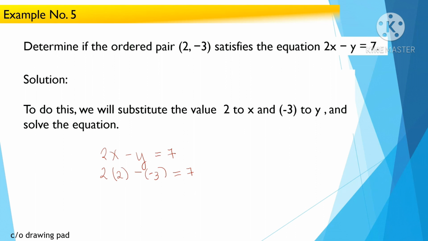So, simplifying the given equation, 2 times 2, we get 4. Then negative times negative 3, we have positive 3. Simplifying, we have 4 plus 3 equals 7. Notice, it's equal to the right side of the equation, making 2, negative 3 a solution of the given linear equation.